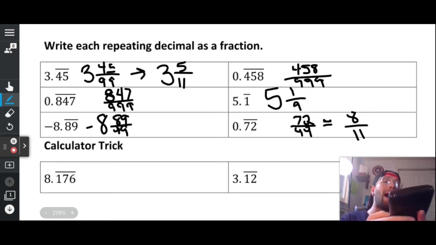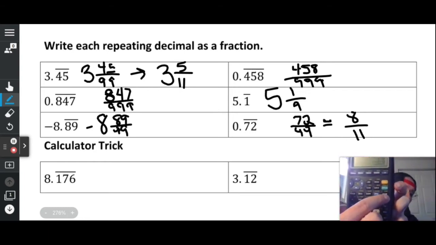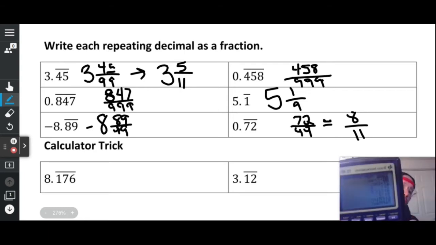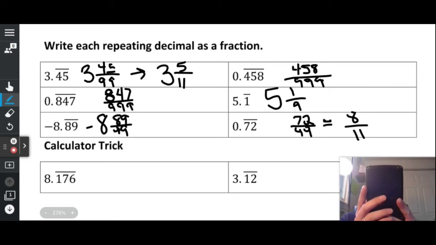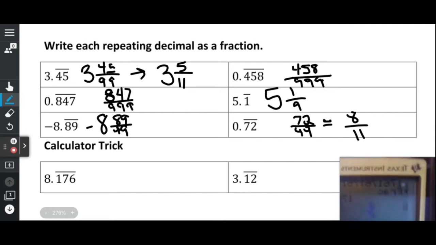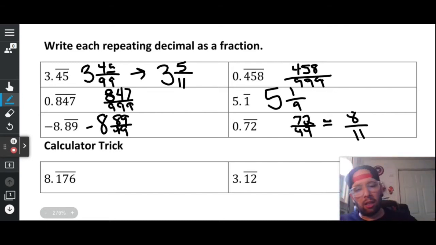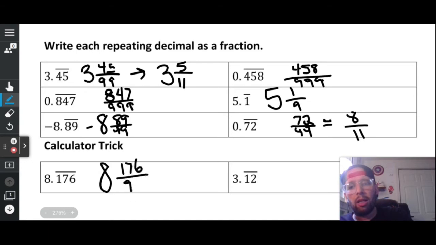I'm going to go to math. There's a math button right there. And I'm going to go to frac, which is my fraction. Hit enter, and look at that. 176 over 999. Now, we knew that already. But this is going to become 8 and 176 over 999.